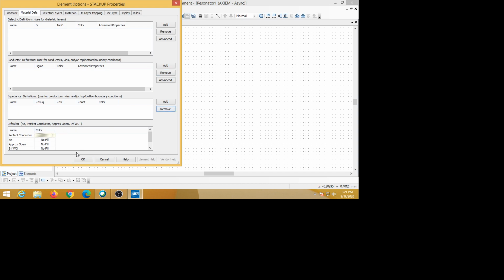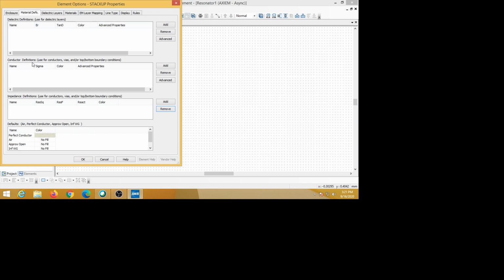But do not remove anything here, this is a default, it will always appear. Okay, we have to keep this as it is. But in the dielectric definition, there should not be any material definition. These are the parameters. Epsilon r we have to provide, tan delta we have to provide, color you can choose. Okay, these are the things we have to feed.